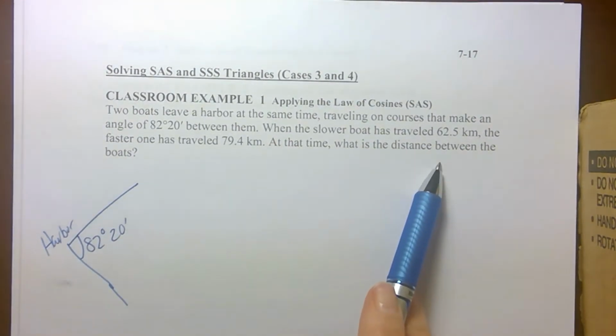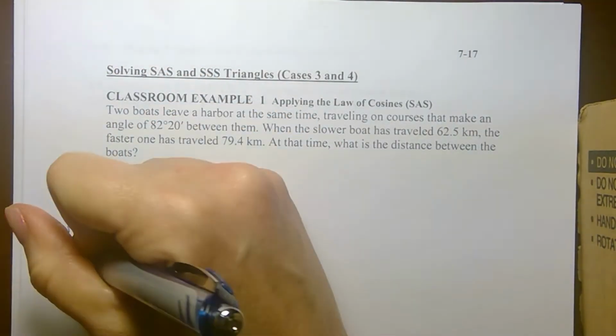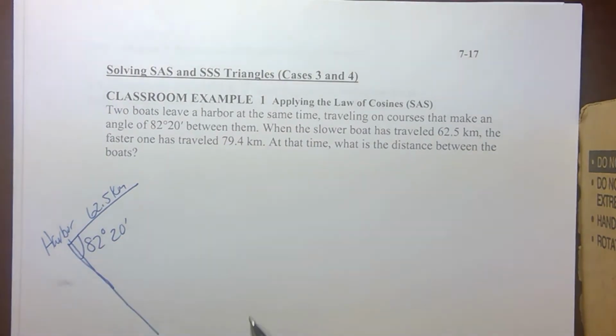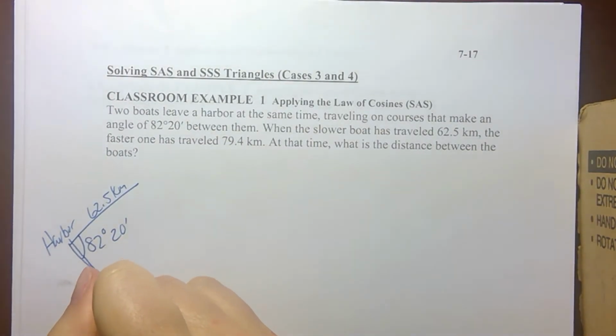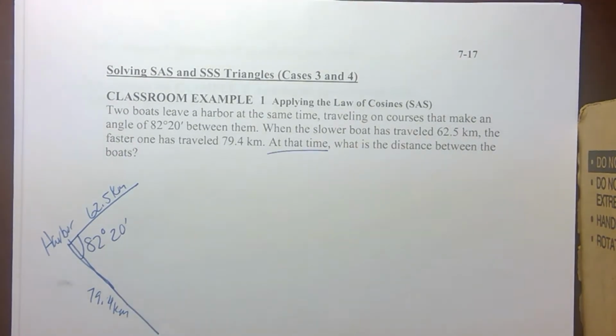When the slower boat has traveled 62.5 kilometers, so let's just make this the slower boat, the faster boat has gone further, obviously, 79.4 kilometers. At that time, right then, what is the distance between the boats?